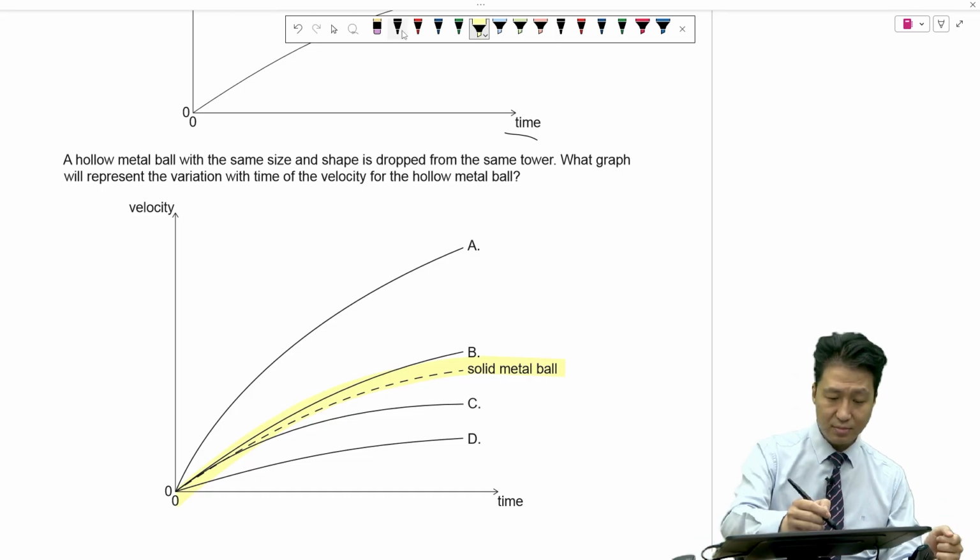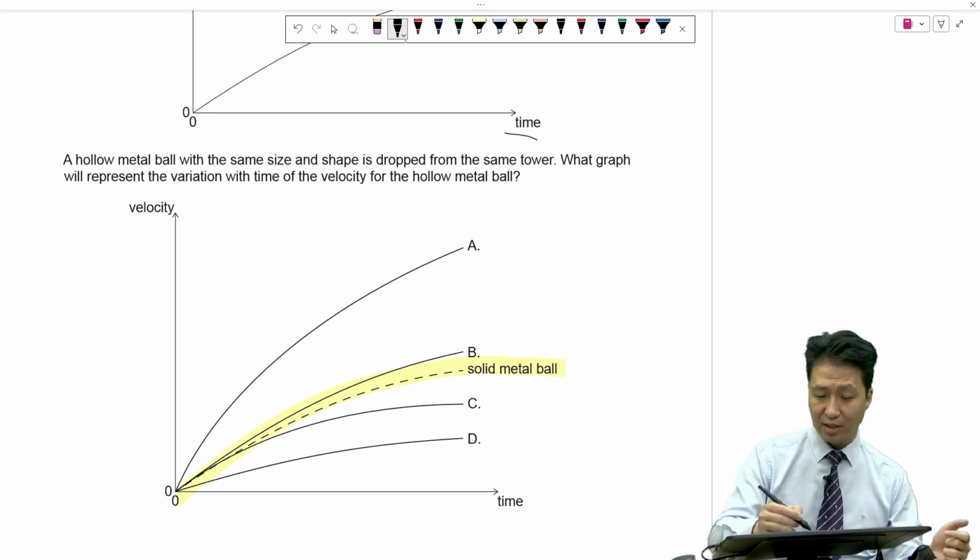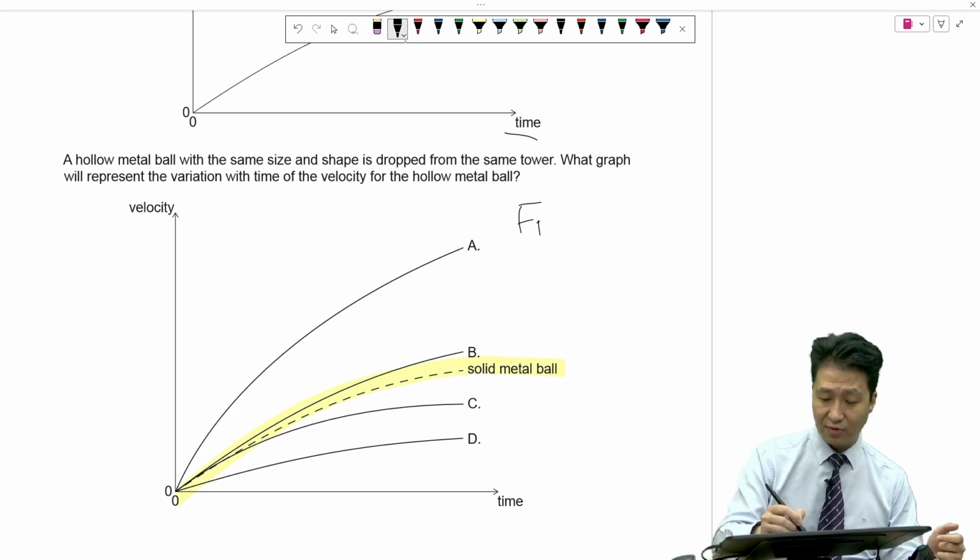Now, it's the same size, so the force of air resistance, or the force of drag, is going to be the same at the same velocity.